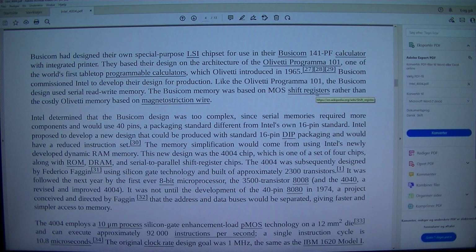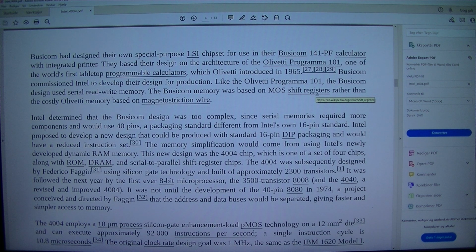Like the Olivetti Programma 101, the Busicom design used serial read-write memory. The Busicom memory was based on MOS shift registers rather than the costly Olivetti memory based on magnetostriction wire. Intel determined that the Busicom design was too complex, since serial memories required more components and would use 40 pins, a packaging standard different from Intel's own 16-pin standard.